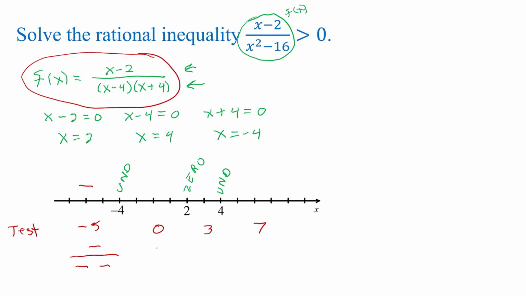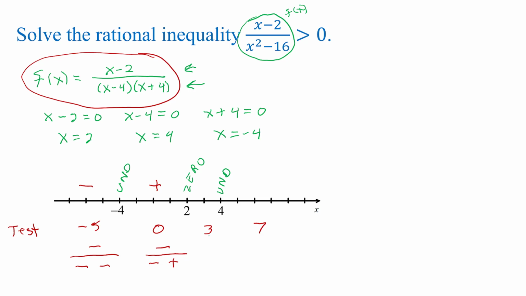Let's try between -4 and 2, plugging in 0 for x. 0 minus 2 is negative. 0 minus 4 is negative, 0 plus 4 is positive, a negative number divided by a negative number is positive. And if you think about it, if we have an odd number of negatives, we're going to end up with a negative result. An even number of negatives would result in a positive.